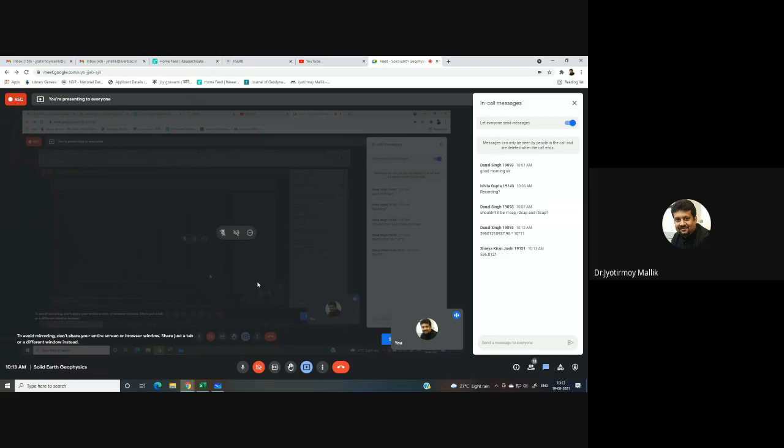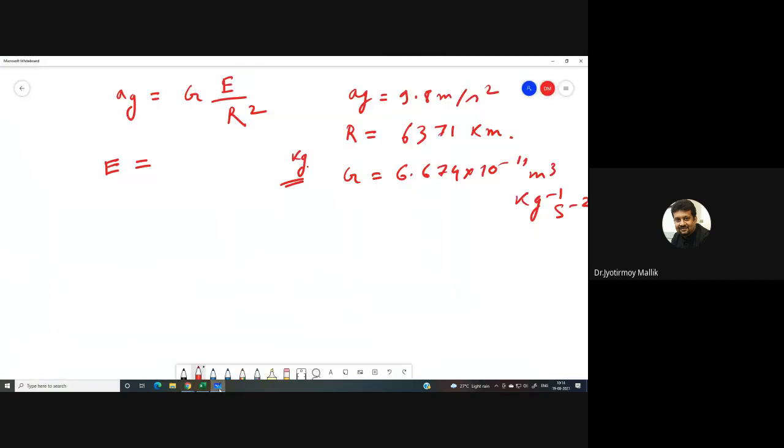So 5.96 into 10 to the power 24 kg, something like that, isn't it? Say 5.97. Is it 10 to the power 24? Can you check? Is that right?